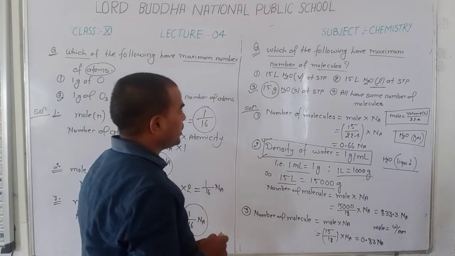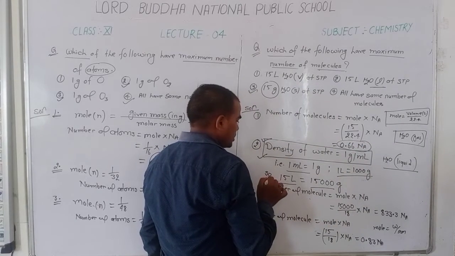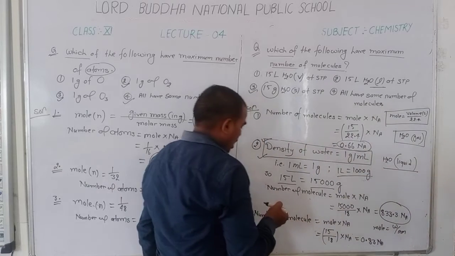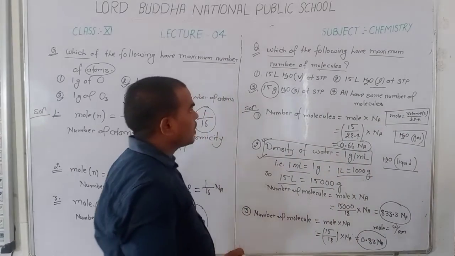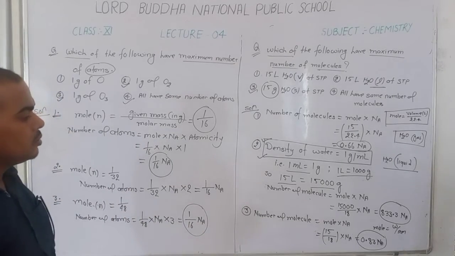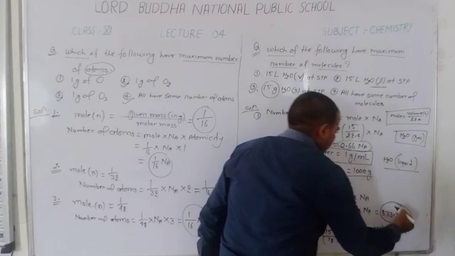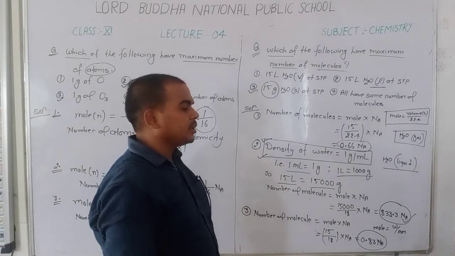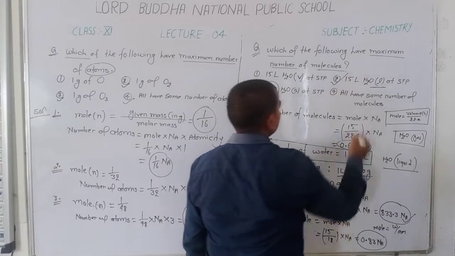Here, option first is 0.66 N, option second is 833 N, option third is 0.83 N. According to the calculation, you observe that the value of option second is the maximum, 833 N. That means option second is the right answer.